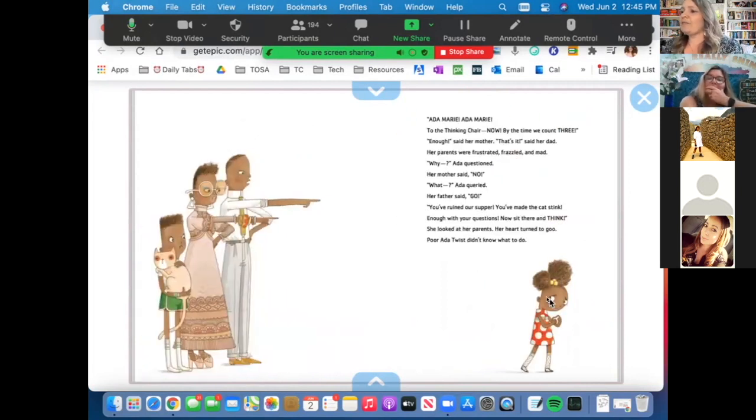Ada Marie, to the thinking chair now. By the time we count 3, enough, said her mother. That's it, said her dad. Her parents were frustrated, frazzled, and mad. Why? Ada questioned. Her mother said, no. What? Ada queried. Her father said, go.